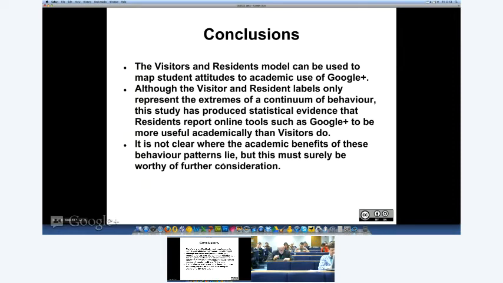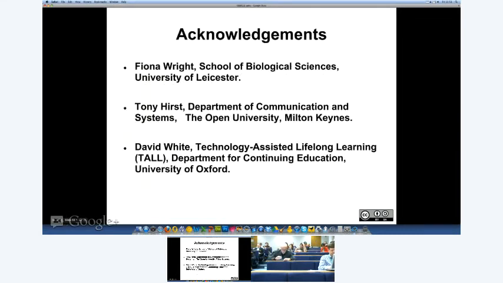But we think our threefold framework of network, context and content is a very powerful approach to understanding how students interact with these tools. In this case it's Google+, but it could be other social tools as well.